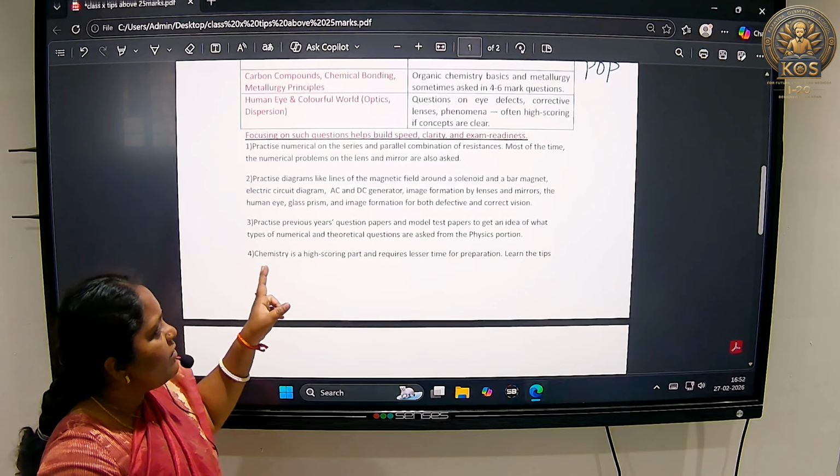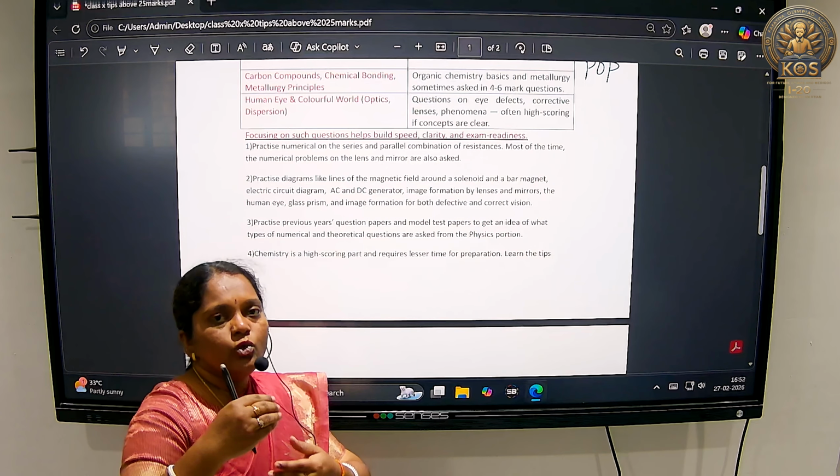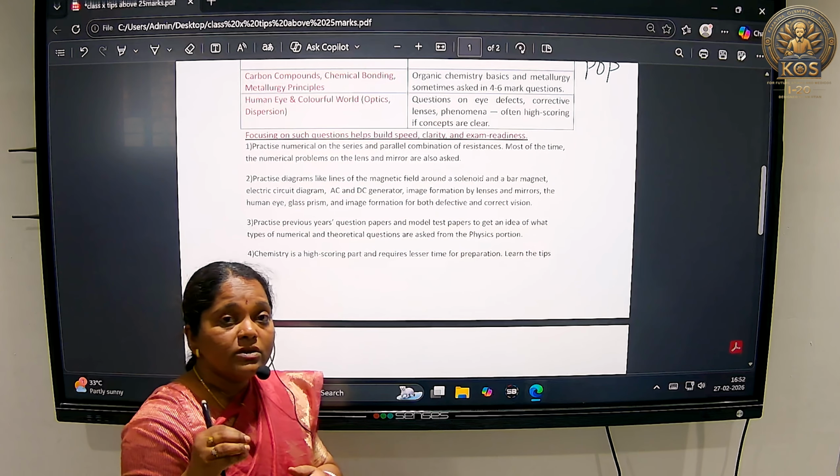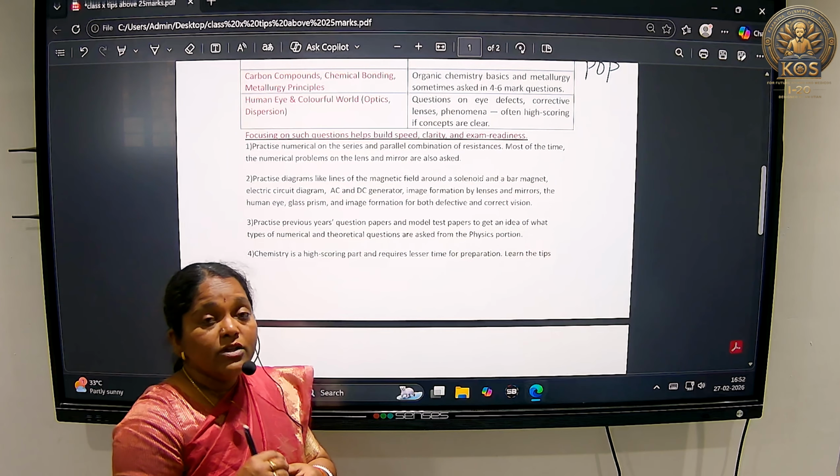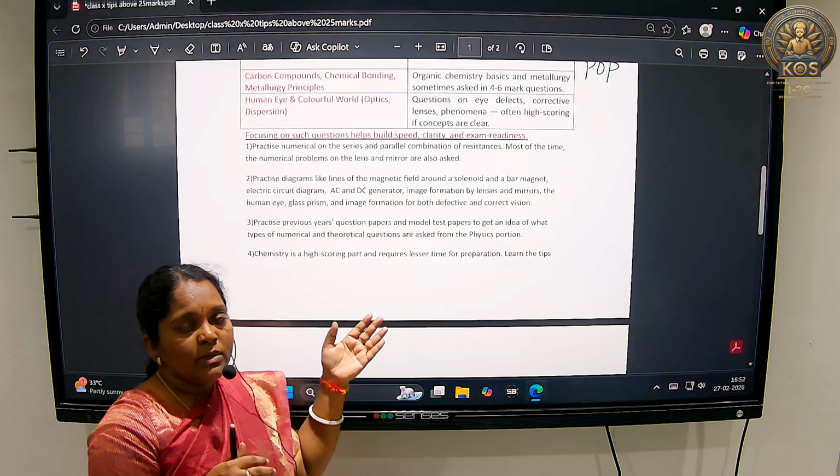Next, coming to previous year question papers, just go through the previous year question papers. Some questions are frequently asked in those, which are very important, as I have just mentioned.